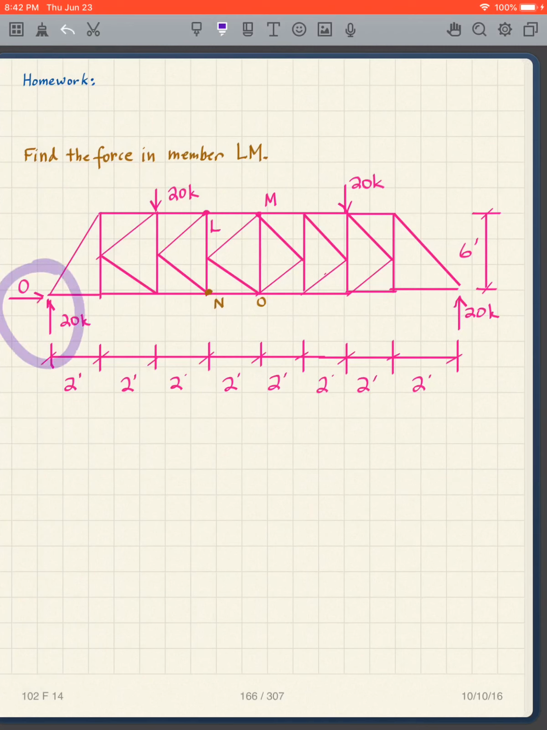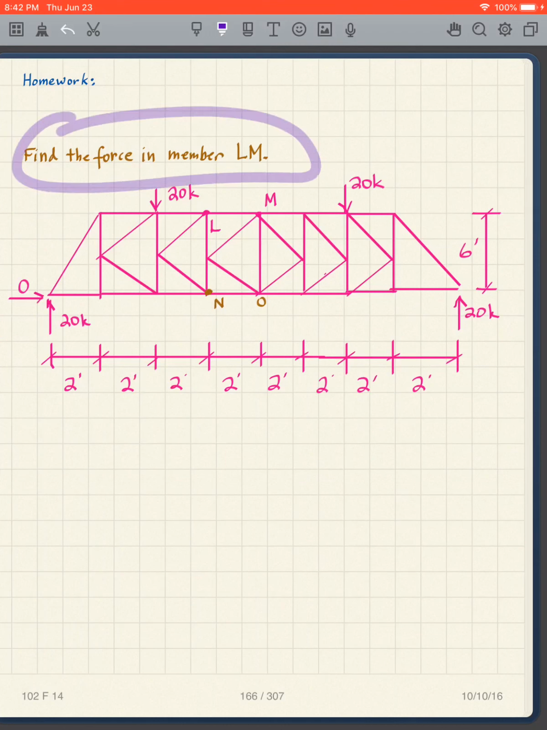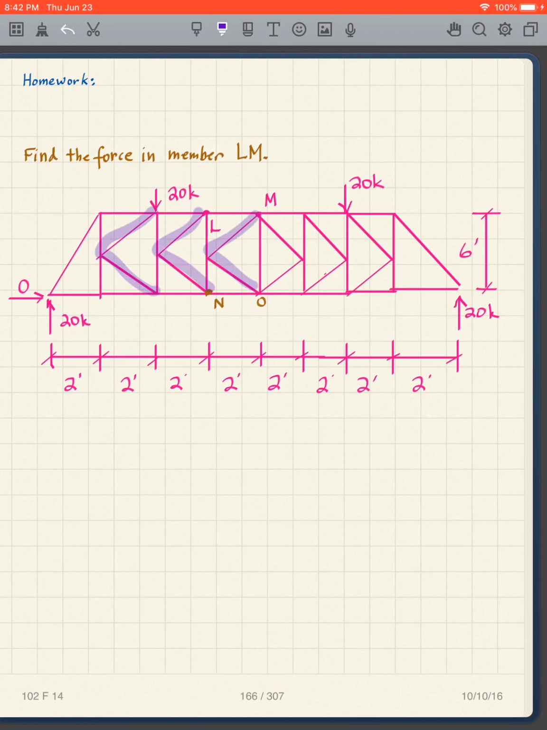Here I've given you the reactions. Here's the homework. Find the force in member LM. LM is this one. And again, you can see this is a K truss. It's got these, then backward Ks. You can see it right here. Okay, so that's a K truss. So I showed you how to make the cut, so now make this unusual cut to get FLM. Okay, so pause the video, do that.